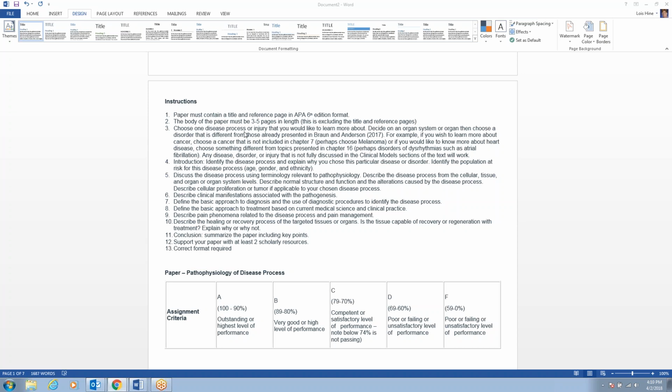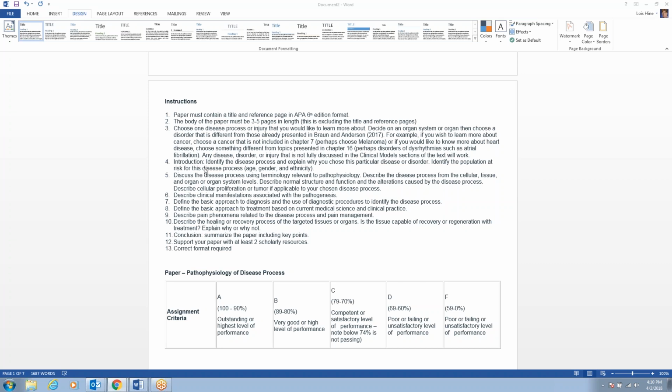Choose one disease process, like we just talked about. You could think of an organ system or a specific organ that you're interested in, and choose a disorder that deals with that. Make sure it's different than those ones that are clinical models. And it just gives you some examples in here. That's all that this is talking about.